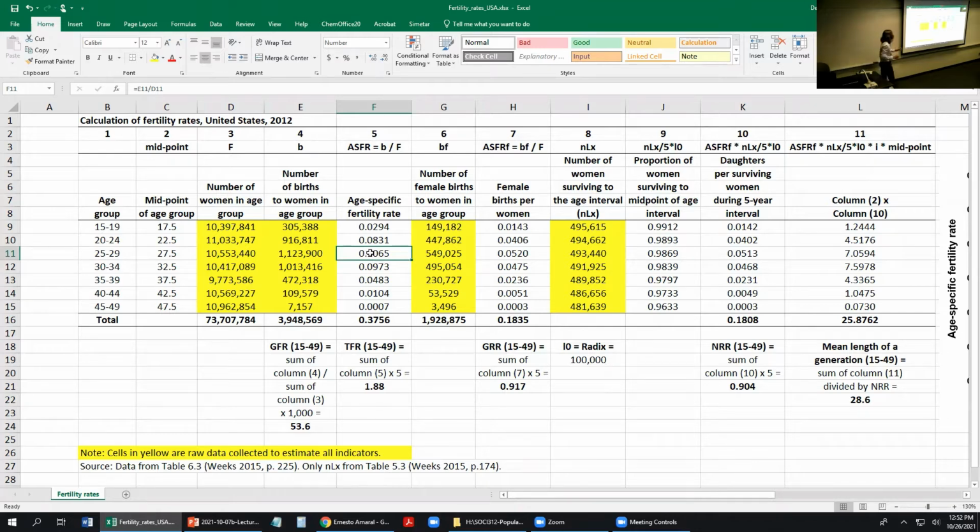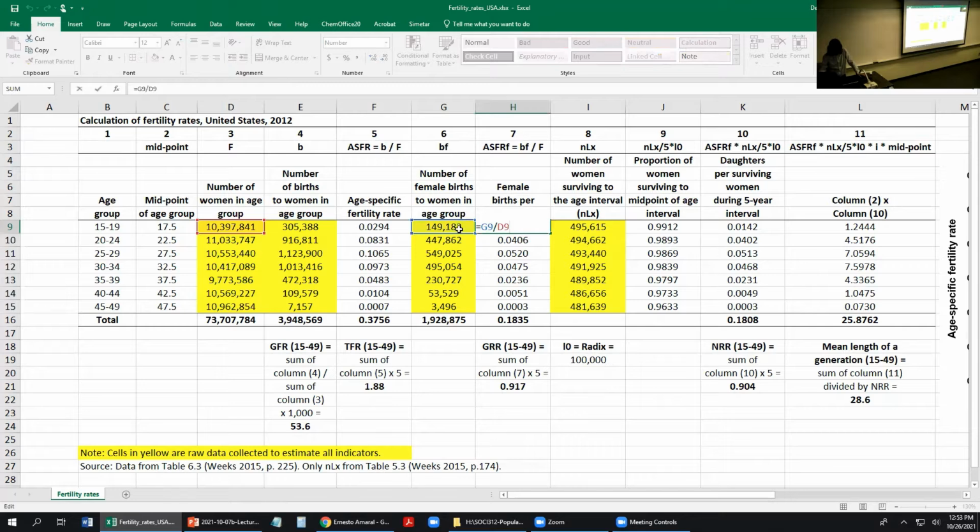If I get a group of women and expose them to these age-specific fertility rates during their reproductive ages, they will have an average of 1.88 children. And then comes the reproduction indicators. The indicators that in the numerator take into account only female births, only daughters, not sons. So here we have the number of daughters born to women in these specific age groups. And the denominator is going to be the same, the number of women in that specific age group.